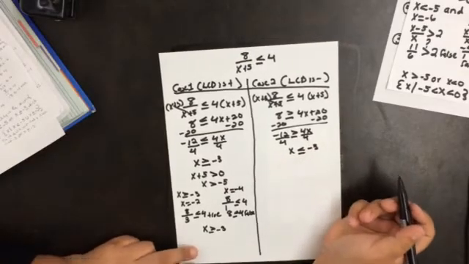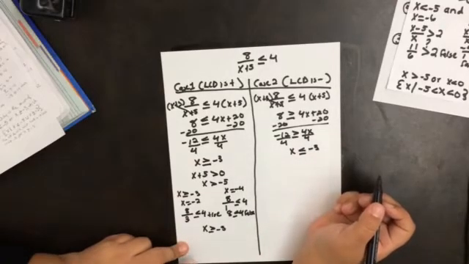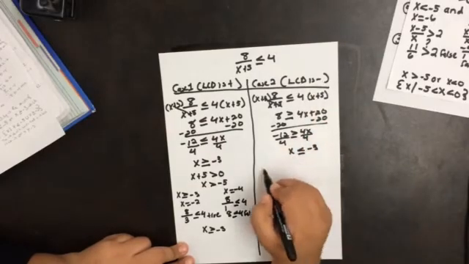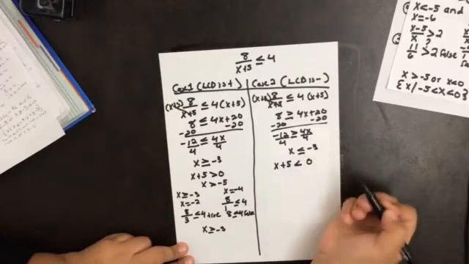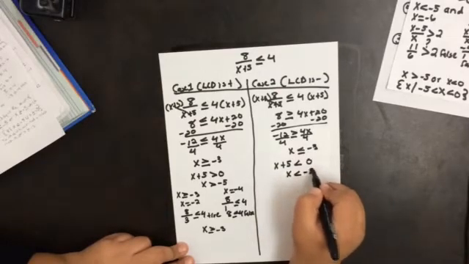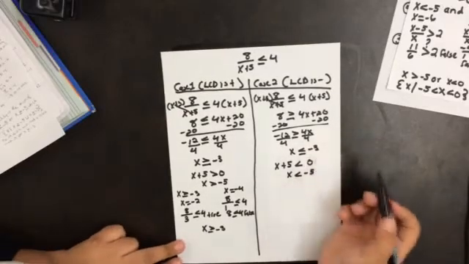That's one solution. For step 2, we need to consider the sign of the least common denominator, which is negative. Therefore, we're going to say that x plus 5 is less than 0. We solve for x, we get that x is less than negative 5. Once again, we have two possible solutions, and we need to test them.